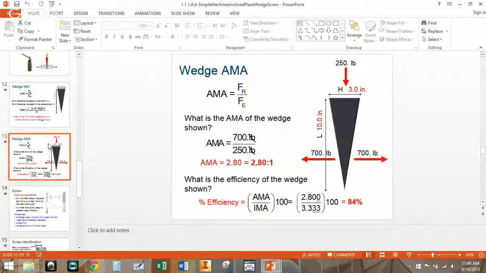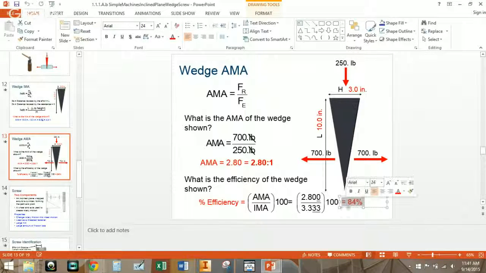Okay, moving on. We are doing the actual mechanical advantage. Again, we're going to use forces that a question would give us. These aren't something we'd come up with ourselves unless we're doing this in the lab using our force gauges. If we put 250 pounds of force downward, our effort force, and we get 700 pounds outward, our resistance force, we would take our 700 divided by 250 and get an AMA of 2.8. Again, we can do efficiency because we had an IMA of 3.3 and an AMA of 2.8. Plug those into our equation and get an efficiency here of 84%.